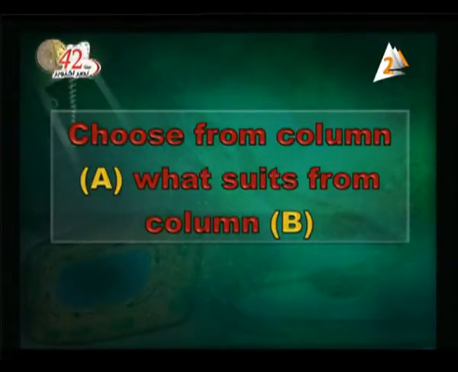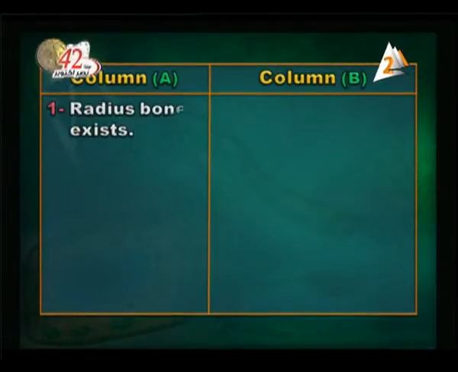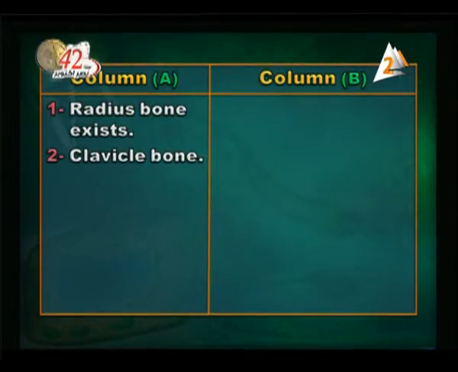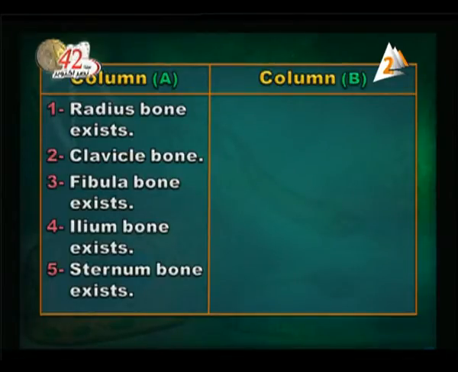Choose from column A what suits from column B. Actually, it's an item of choice. As you see in column A: number 1, radius bone exists; number 2, clavicle bone; 3, fibula bone exists; 4, ilium bone exists; 5, sternum bone exists.